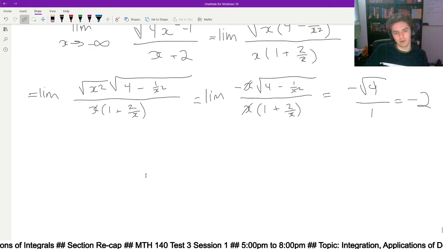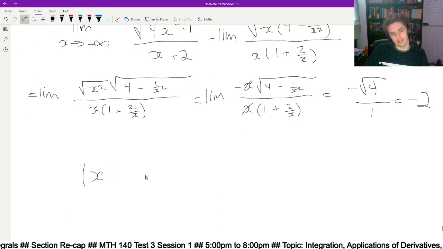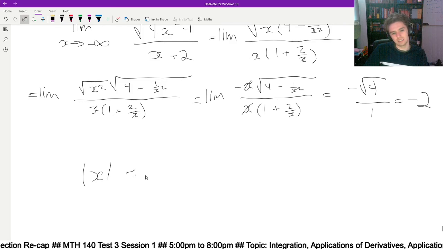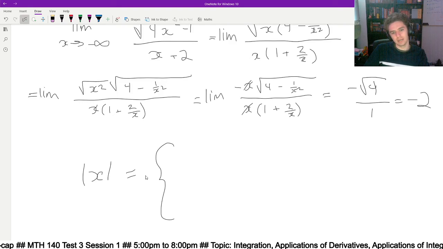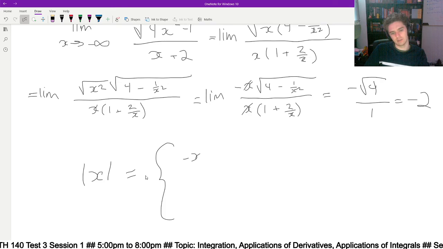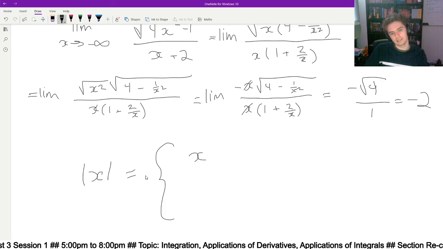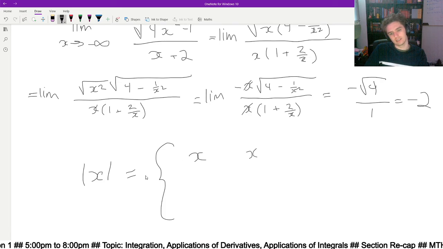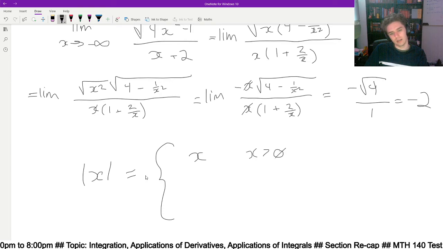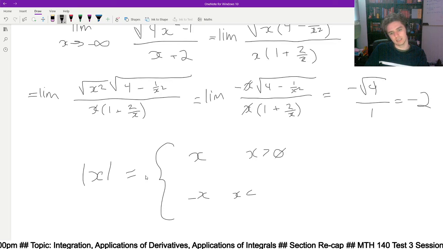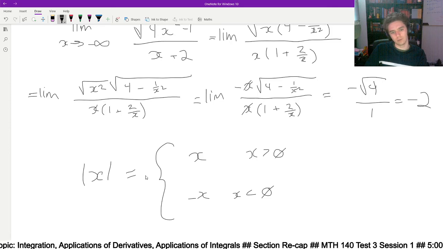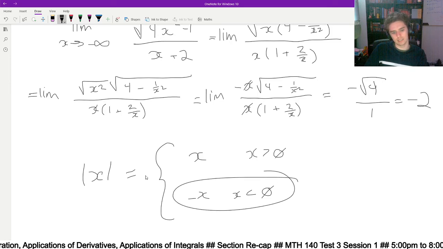Maybe a better way to see it is that the absolute value of x is defined as x if x is greater than 0, and negative x if x is less than 0. So you'll see right away. We're doing this case, so the absolute value of x is equal to negative x.